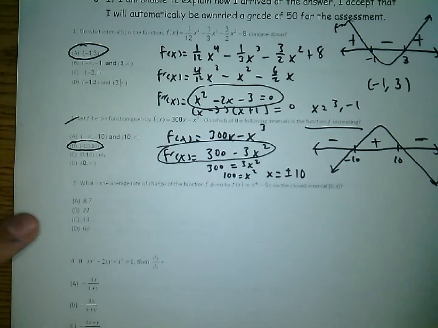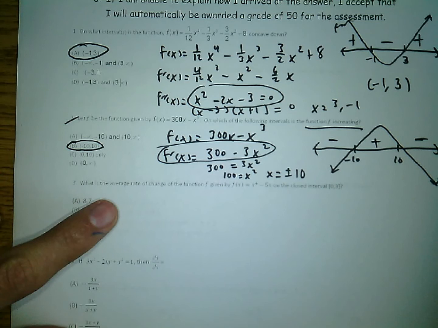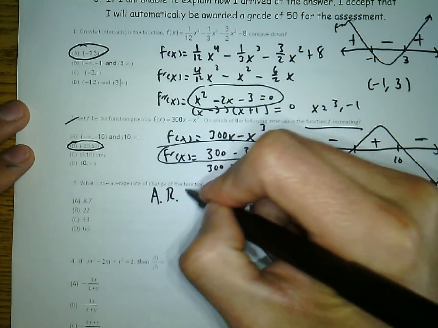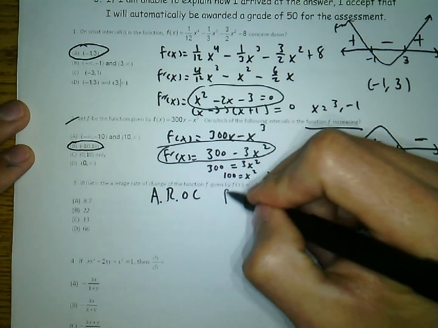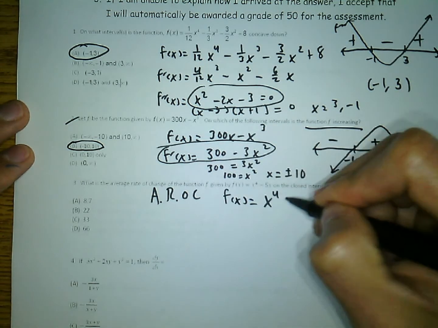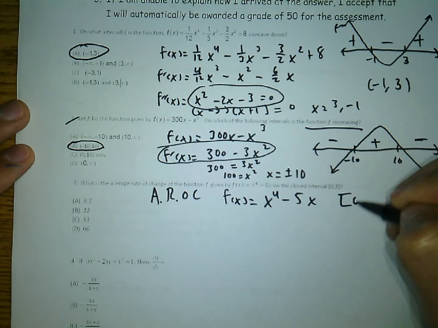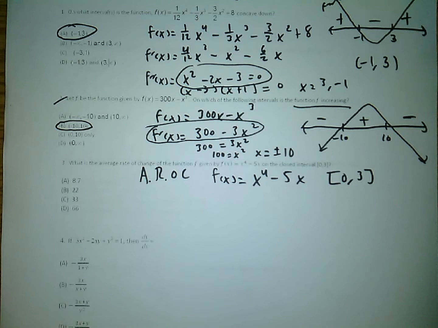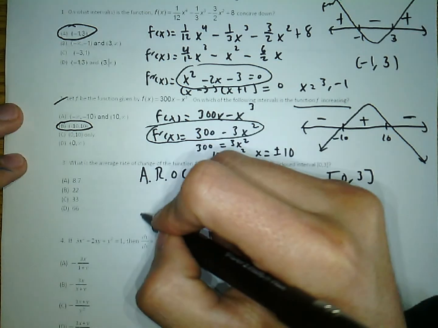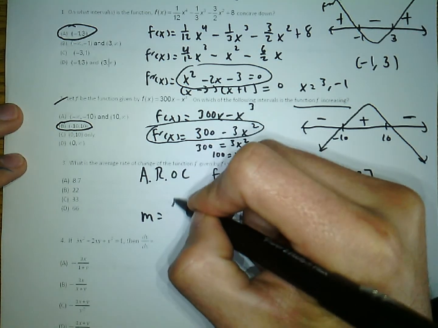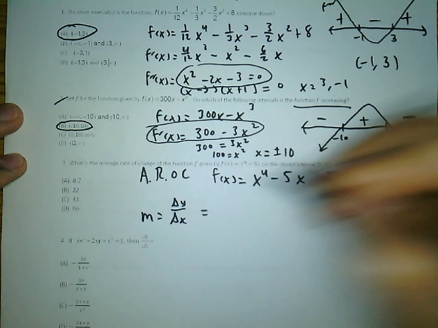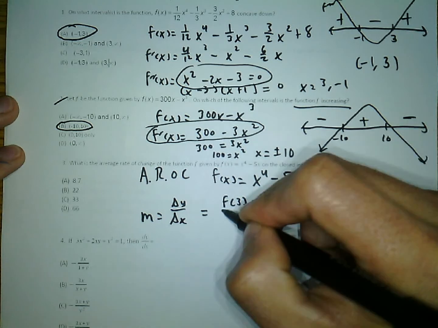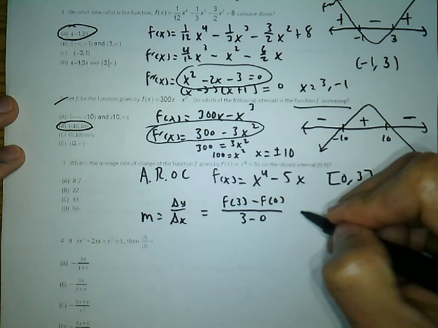All right, question number 3, I know it's really hard to see, asks what is the average rate of change. We're looking for the average rate of change when f of x equals x to the 4th minus 5x between 0 and 3. Guys, remember, average rate of change is literally just slope. So how do you find the slope? m is change in y over change in x. In this case, we've got f of 3 minus f of 0, divided by 3 minus 0.